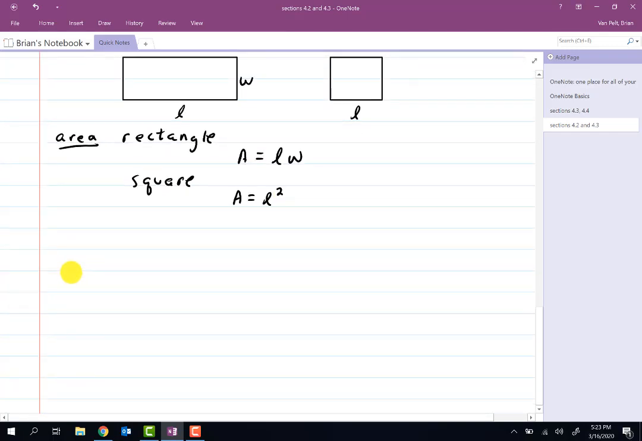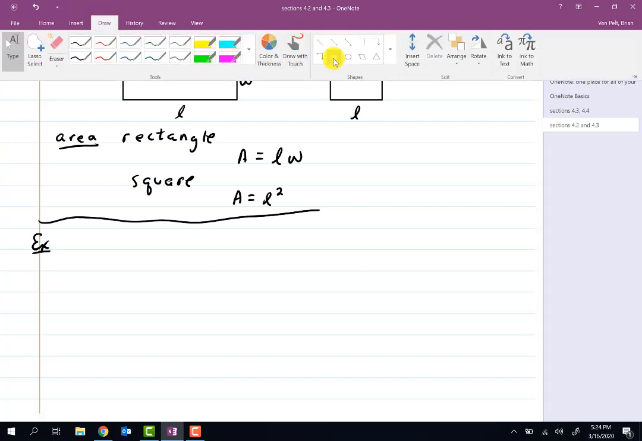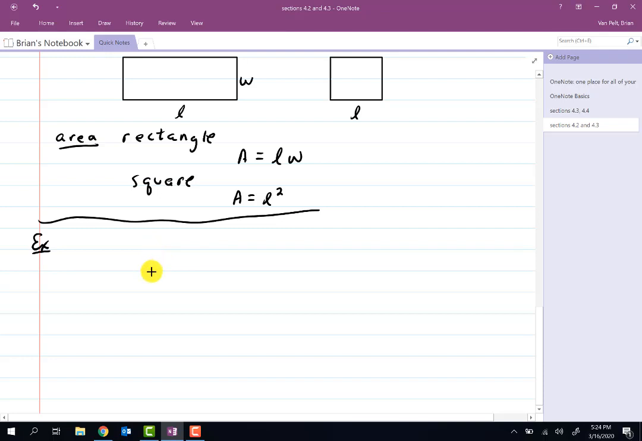So then when we do an example, I'll do one full with all the units and everything in play while I do it, and the next one I'll do it without all those units in play. But let's suppose I have the following rectangle. And this measurement is 3 centimeters, and this measurement along here is 9 centimeters. So find the area.